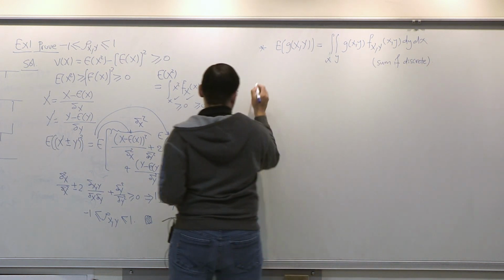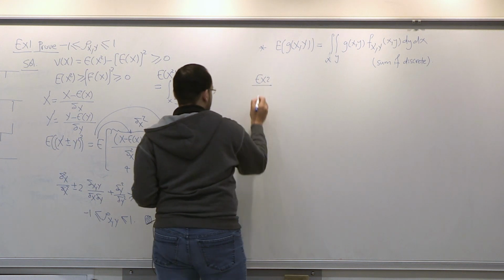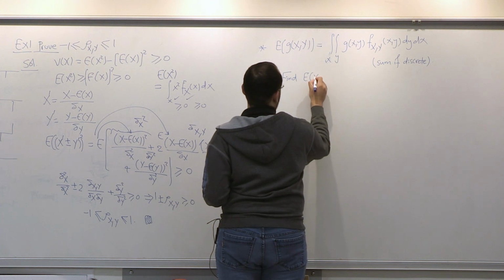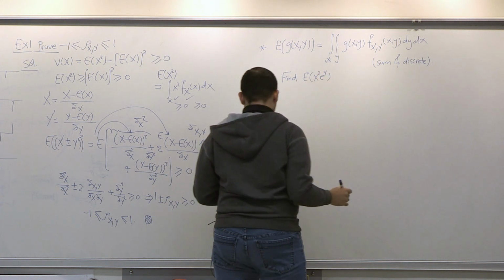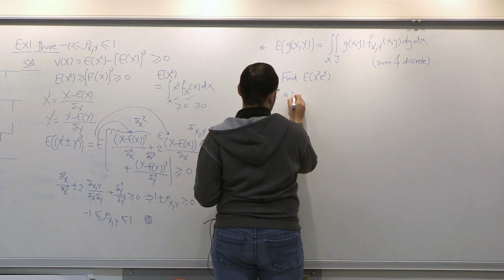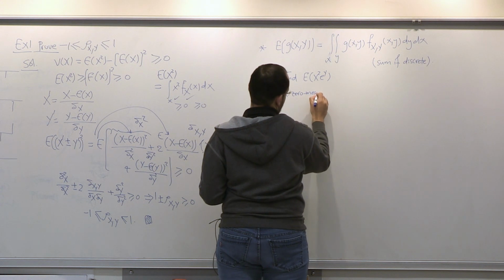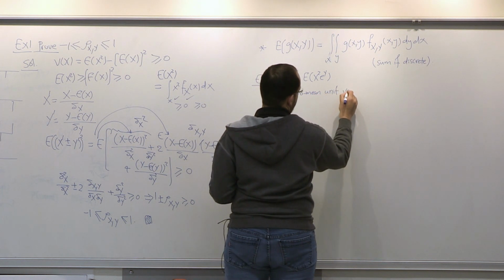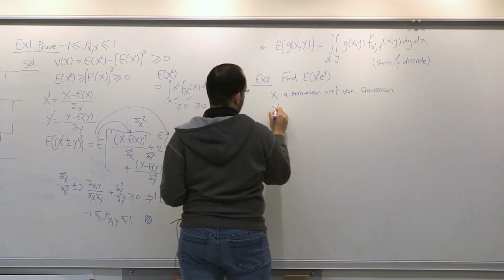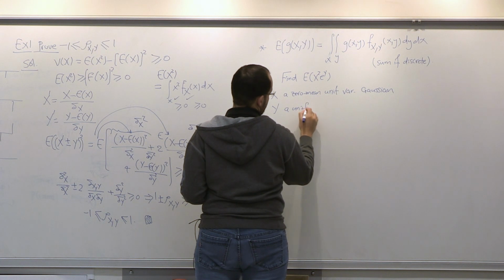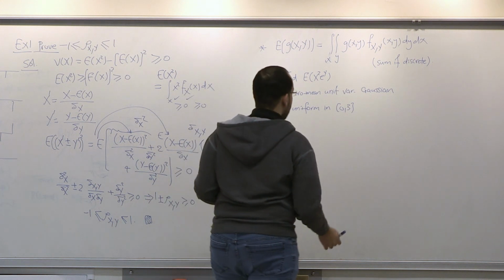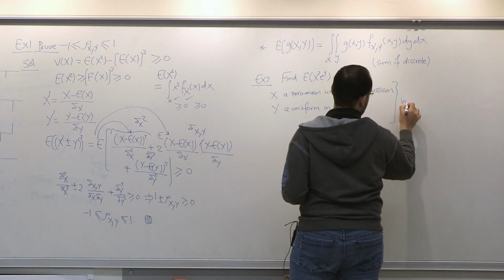Let's give an example on that, which is example 2. Find the expected value of x squared e to the y, for X being a zero mean, unit variance Gaussian and Y being a uniform in the interval 0 to 3, and they are independent.